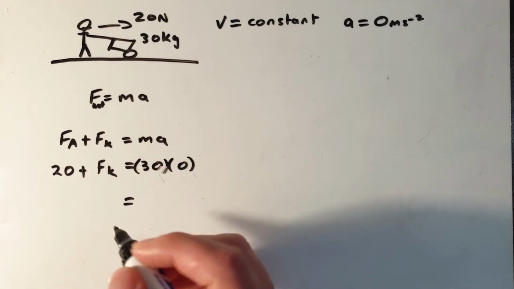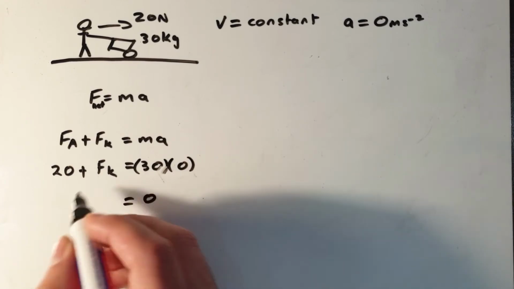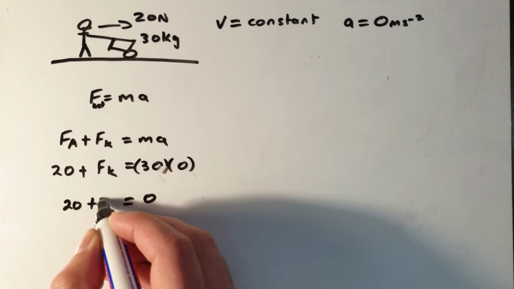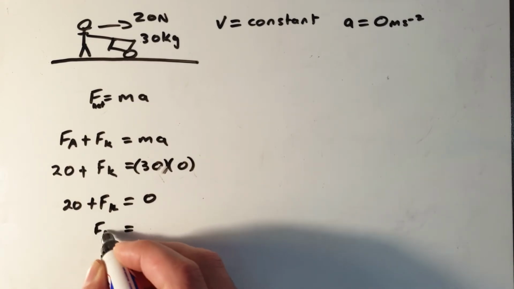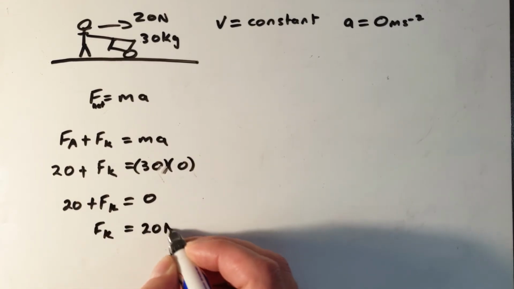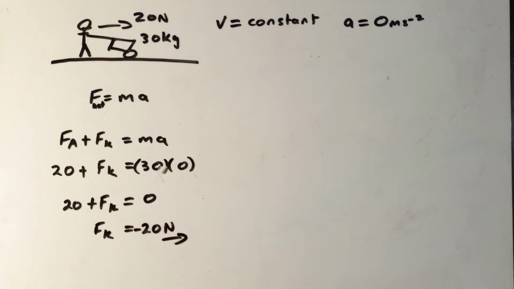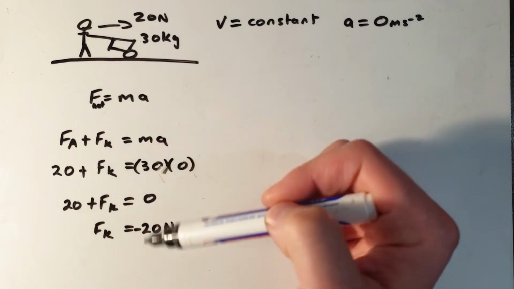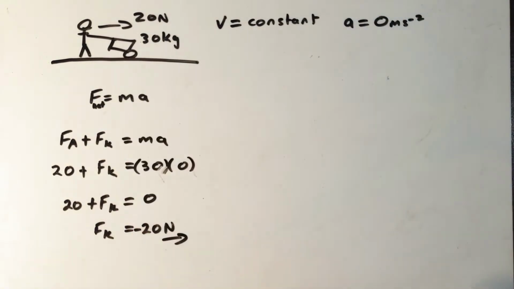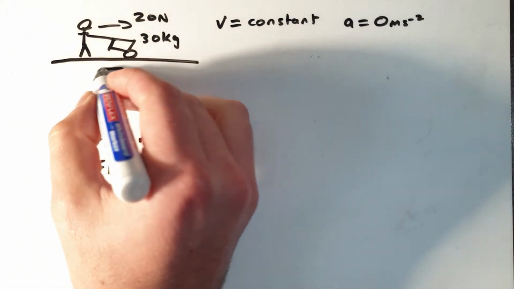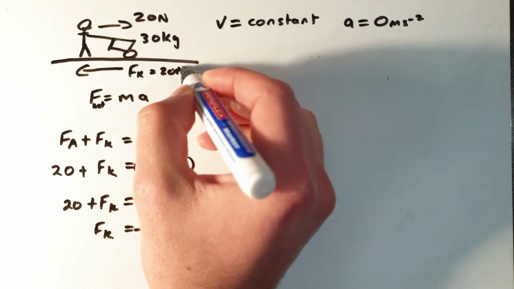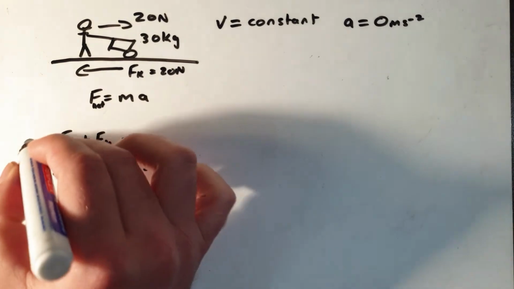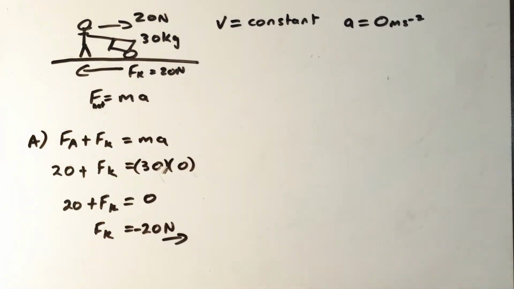All right, so let's do some maths. That's obviously going to be 0, 20 plus our frictional force, and that means that our frictional force is equal to negative 20 newtons. And as I said initially, we know a frictional force must be negative because it's acting backwards. So we can now say that our frictional force is equal to 20 newtons. And this is for question A.